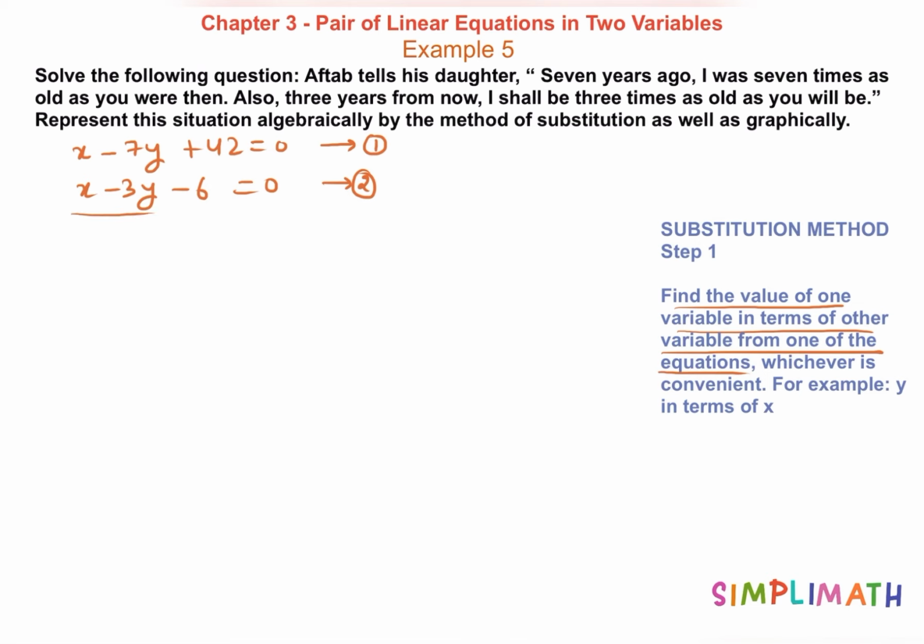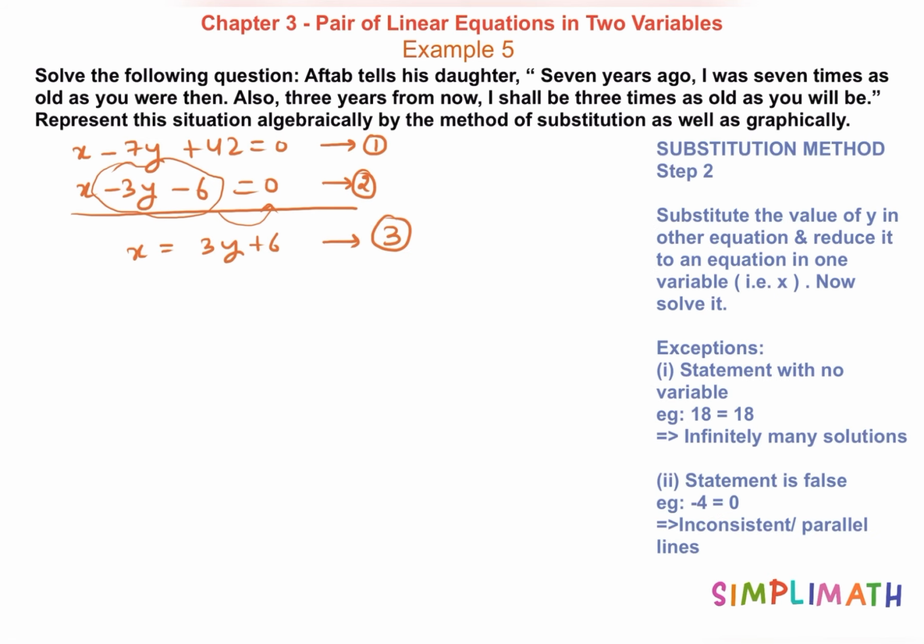So let us choose equation number 2. From equation 2, let us find the value of x in terms of y. So what we will do, we will take these two terms to the right hand side. So x is equal to 3y plus 6. Let us name it as equation number 3.